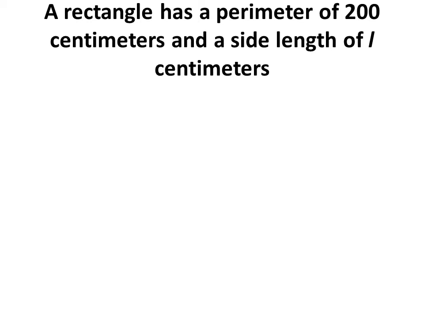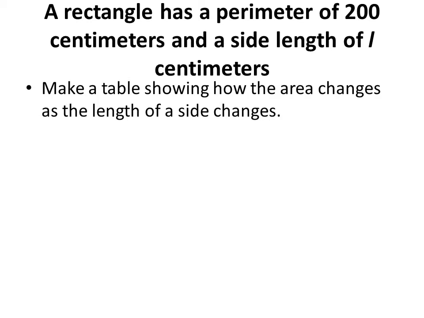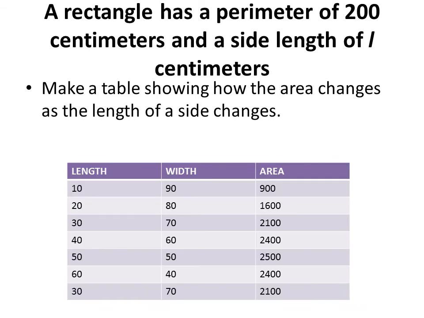Next, same perimeter, same type of rectangle. Now we need to make a table showing how the areas change. I went by multiples of 10 since 200 is so large. I knew that the length and the width had to add up to 100, as in the previous one, so I did 10 and 90, 20 and 80, 30 and 70, 40 and 60, 50 and 50, and so on. And then I just multiplied them together to get the area. I find it helpful to include the width so that I can find the area easily by just multiplying the length times the width.